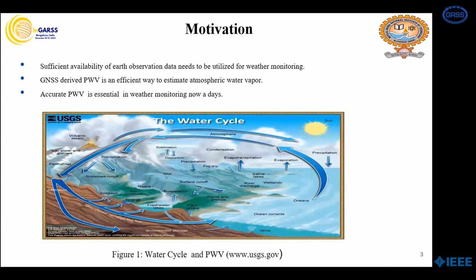PWV is the vertically integrated amount of water vapor in the atmosphere. It is a valuable predictor for weather forecasting.